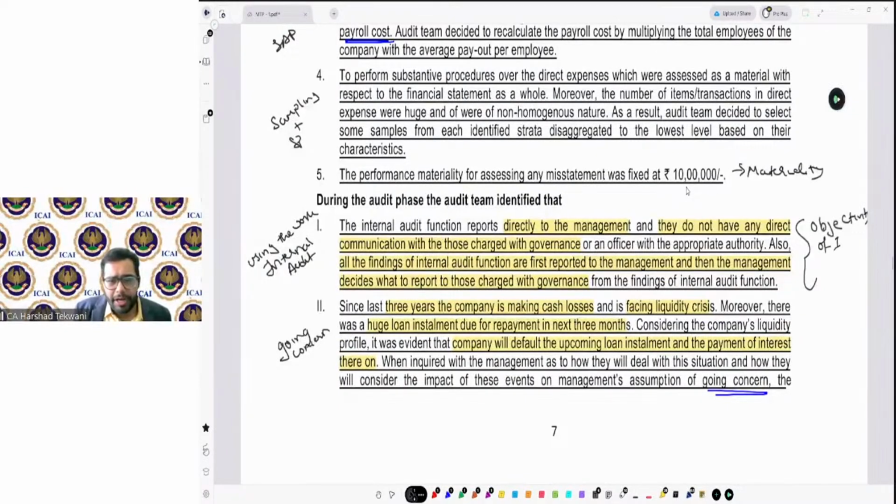of internal audit, which is relevant when using the work of internal audit. Like, when we are relying upon the work performed by the internal audit function. So both are different.